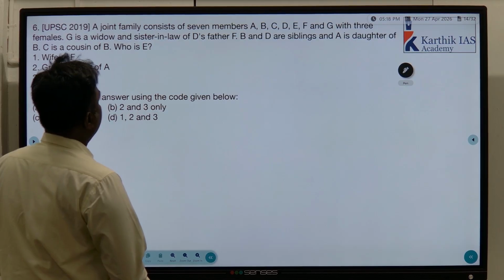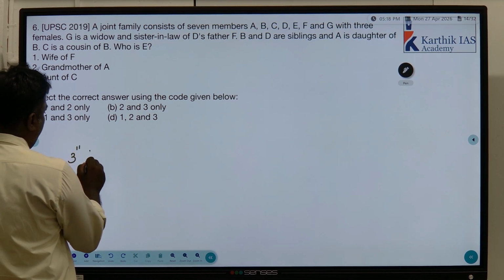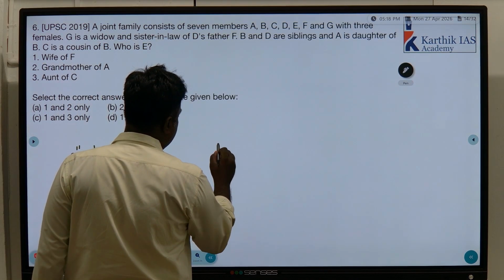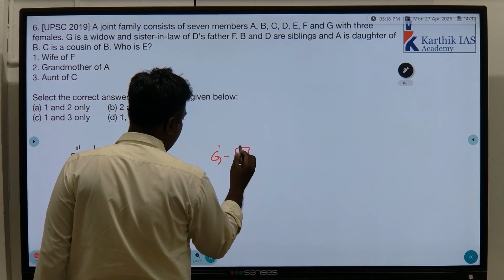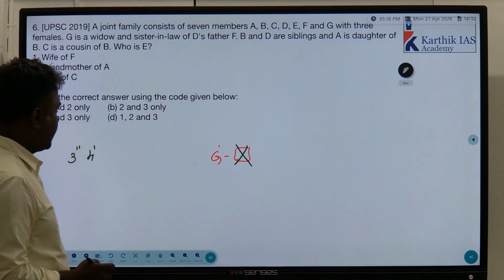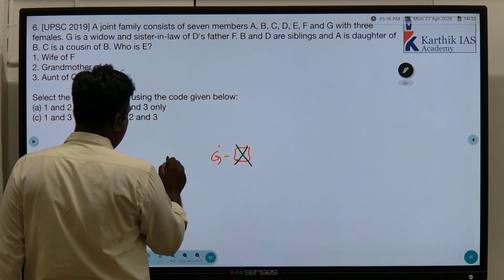Okay. So there are 7 members, 3 females means 4 males. Among them, G is a widow. G is a widow, which means wife is not there. Okay. And the sister-in-law of D's father F. Okay. F.